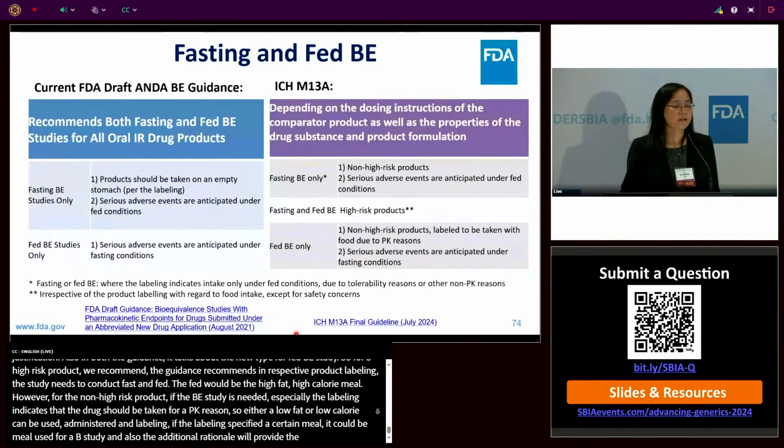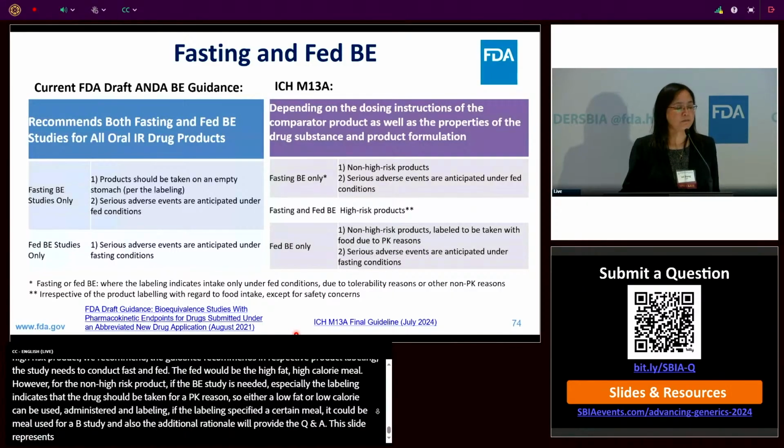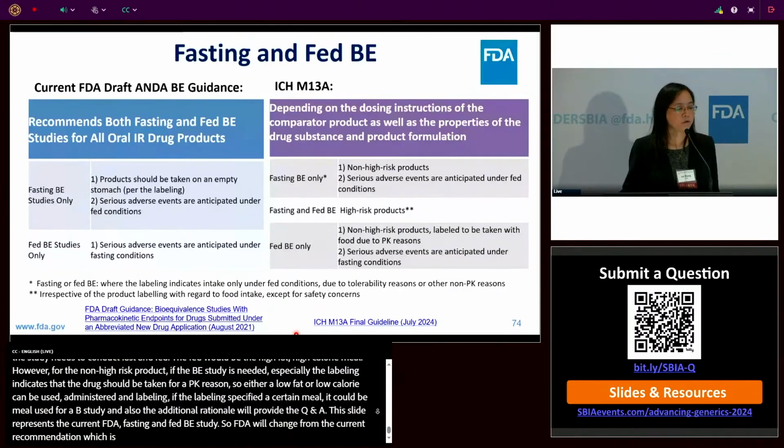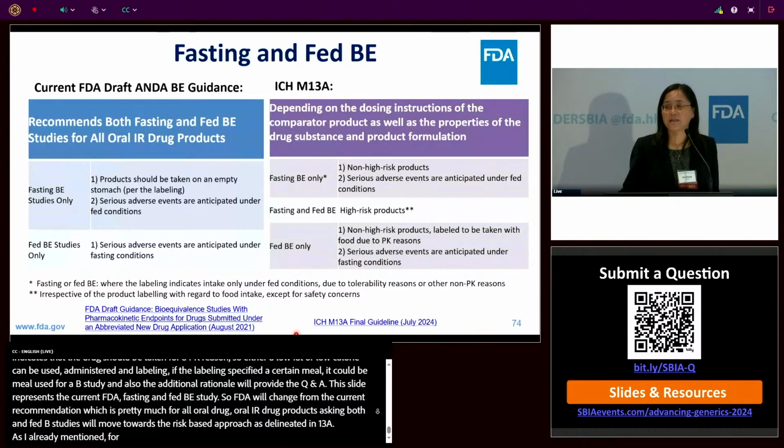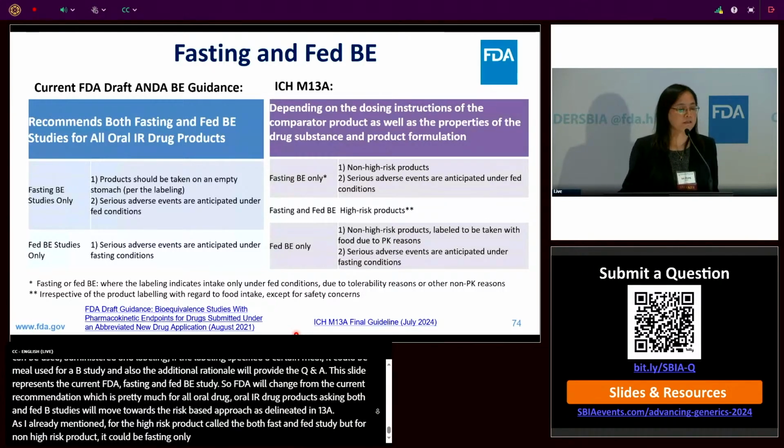So this slide summarizes the current FDA BE guidance versus the M13A in terms of fasting and fed BE studies. FDA is going to change from the current recommendation, which is, for almost all oral IR drug products, asking for both fasting and fed BE studies, and will move towards the risk-based approach as delineated in the M13A. As I already mentioned, for high-risk products, probably both fasting and fed studies, but for non-high-risk products, it could be either a fasting-only study or a fed-only study, either fasting or fed, depending on the situation as delineated in the guidance.